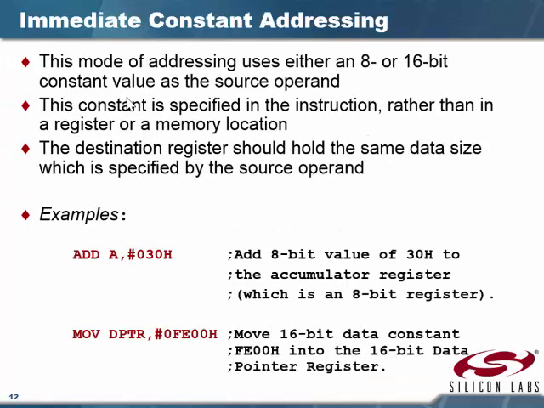Okay, immediate constant addressing. That simply means you put the hashtag there, and we're going to move the number 30 into the accumulator. Here we're going to put the number FE00 into the data pointer.